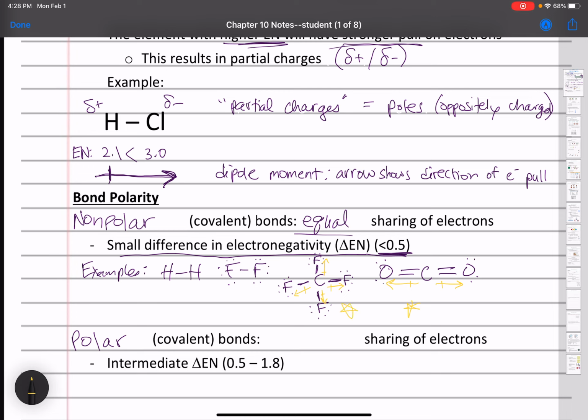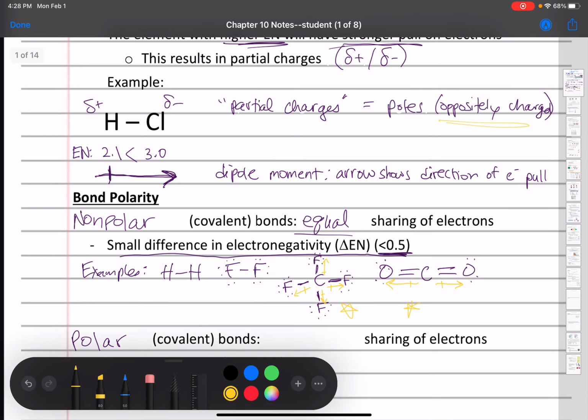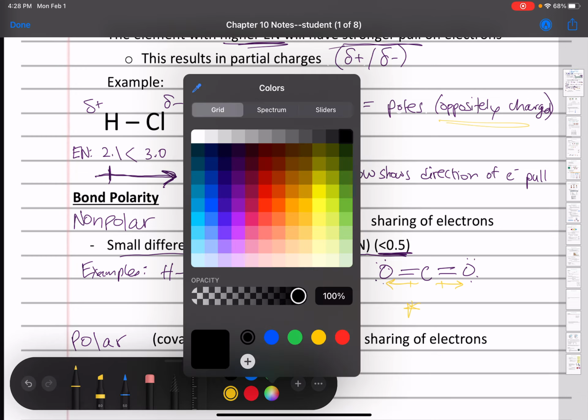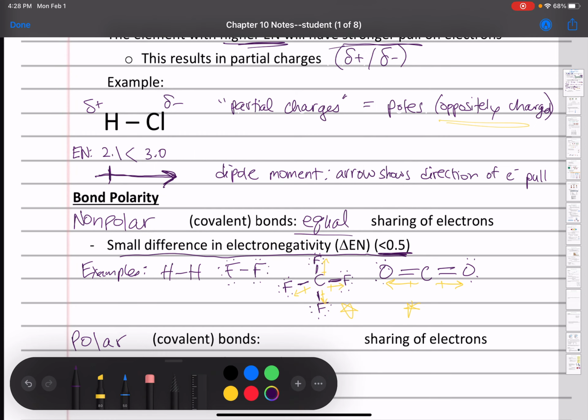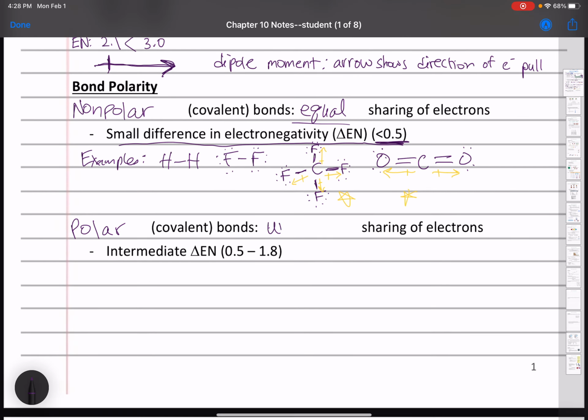They're nonpolar molecules because of their symmetry. That symmetry causes those poles to be the same and not opposite. Okay, so polar molecules, by definition, have poles. And that is caused by the unequal sharing of electrons. And this happens when there's a difference in electronegativity, that's what the delta symbol means, difference, of between approximately 0.5 and 1.8. This is somewhat arbitrary, somewhat approximate.